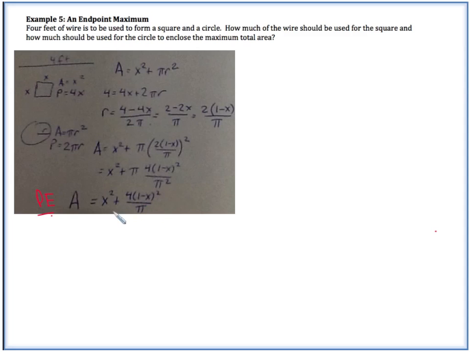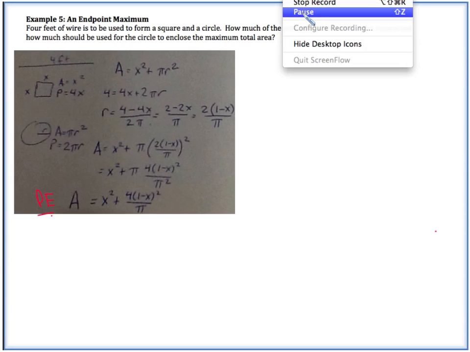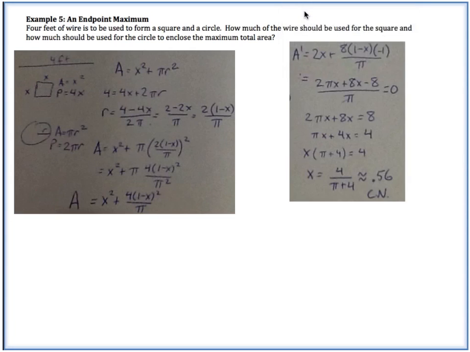Go ahead now and find the derivative of this and the critical numbers. And you can pause the video and come on back to check your work. Alright, welcome back. So you should have been able to find your derivative here, set it equal to 0, and it turns out your critical number is about 0.56.